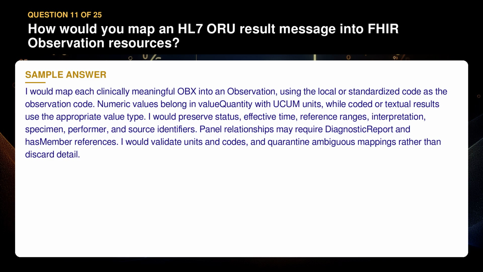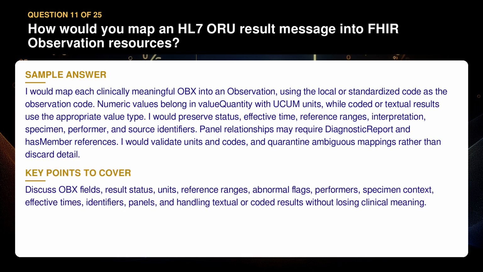Panel relationships may require diagnostic report and hasMember references. I would validate units and codes, and quarantine ambiguous mappings rather than discard detail. Discuss OBX fields, result status, units, reference ranges, abnormal flags, performers, specimen context, effective times, identifiers, panels, and handling textual or coded results without losing clinical meaning.